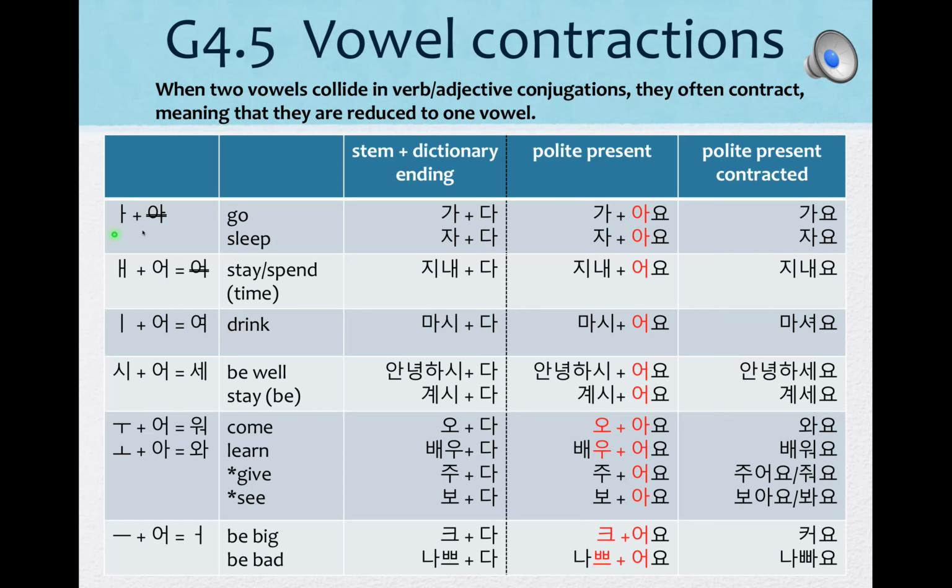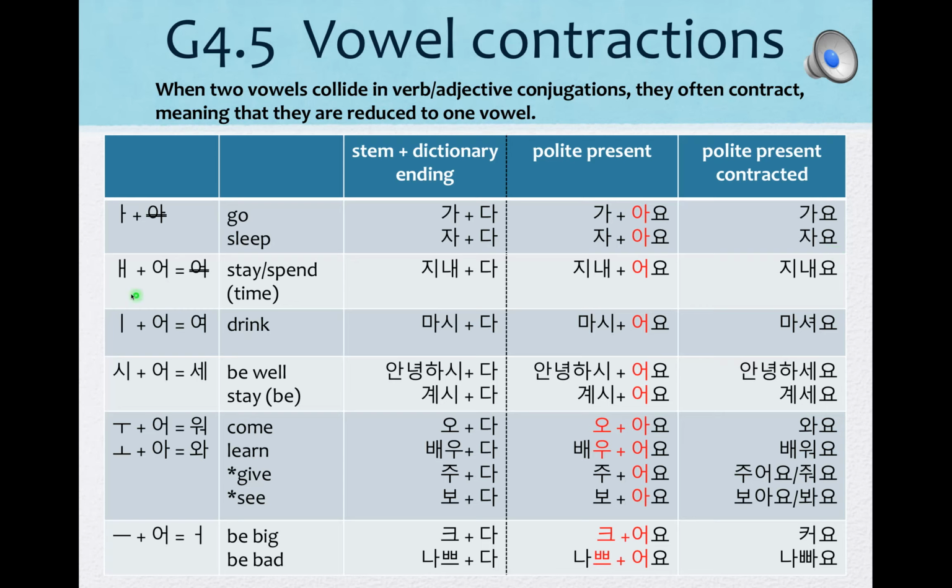So a plus a. I told you about the bright vowel, right? So when the stem ends with an a, that's the dictionary form. 가다 means to go. 자다 means to sleep. They're both bright. And then you need to attach the bright polite present ending ayo. So you come up with 가아요, 자아요. But why pronounce the same vowel sound twice? So you reduce it down to 가요, 자요. That makes perfect sense, right?